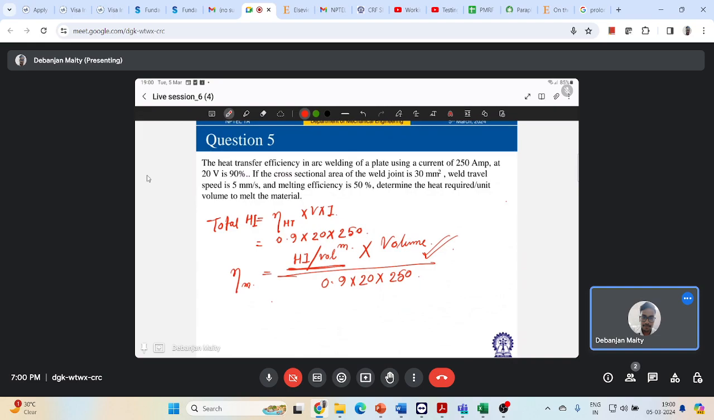So if my melting efficiency is 0.5, let's say this is, let's take it as x into 30 into 5, that divided by 0.9, 20 into 250, right? How much is this coming?